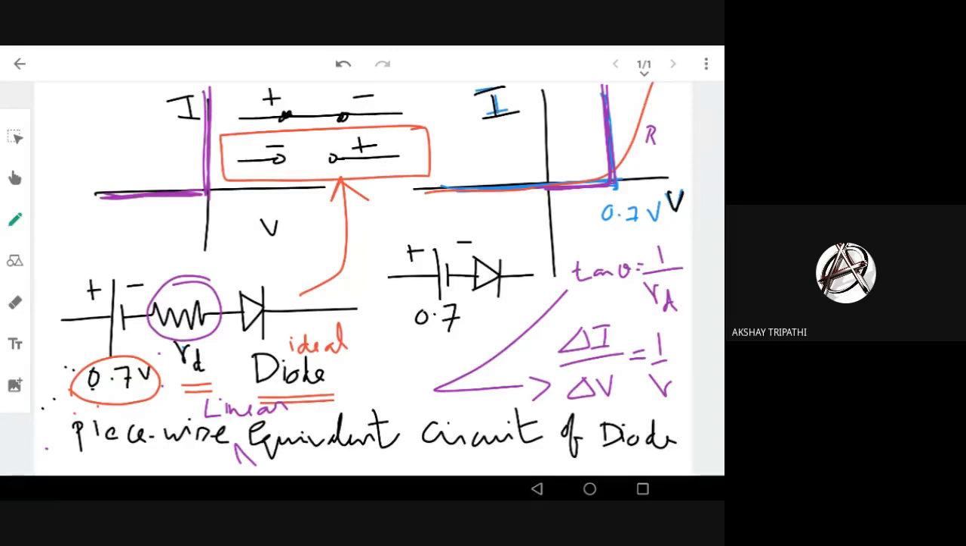But in real life, the exponential function is not linear. You should remember that an exponential function is never linear. But if we assume a range, from this to this, it can be assumed as linear. For example, in the top right, for some portion of this graph, I can assume it as linear. So this is one advantage of the piecewise linear equivalent circuit of a diode, where I replace the diode with a resistance and a voltage source.